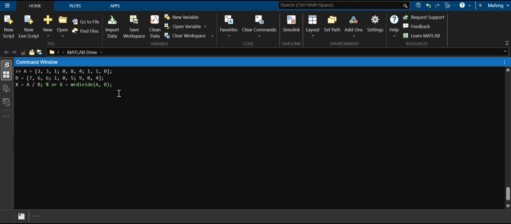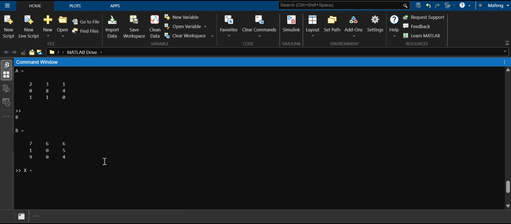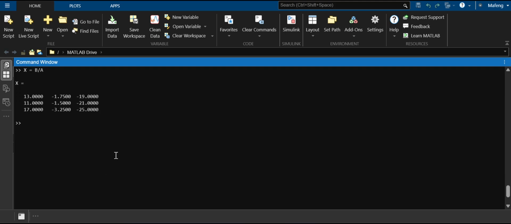So we define A as this 3 by 3 matrix, B as another 3 by 3 matrix. The number of columns here must be equal to the number of rows here. So our x can be B divided by A, and because the number of columns is equal to the number of rows, the division would be carried out successfully. There will be no dimension mismatch.